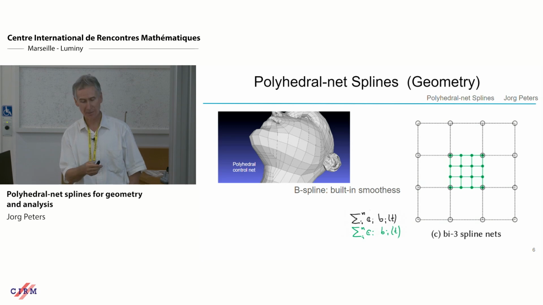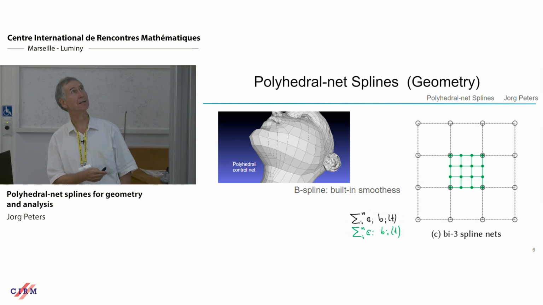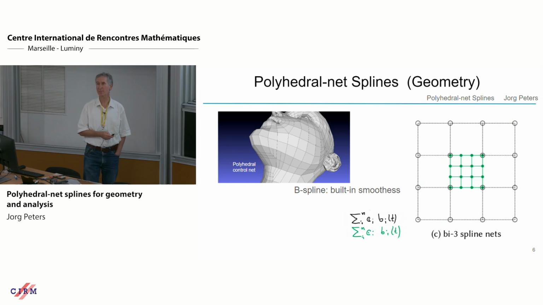And if I want to, I can make a change of basis and represent it in Bezier form. Why not? And the reason people like the B-spline form is because you have the smoothness built in. And that's what we're going to do. We're going to take this here, this polyhedral outline, as our control net, polyhedral net, and it's going to automatically have built-in smoothness, just like the tensor product B-spline has.